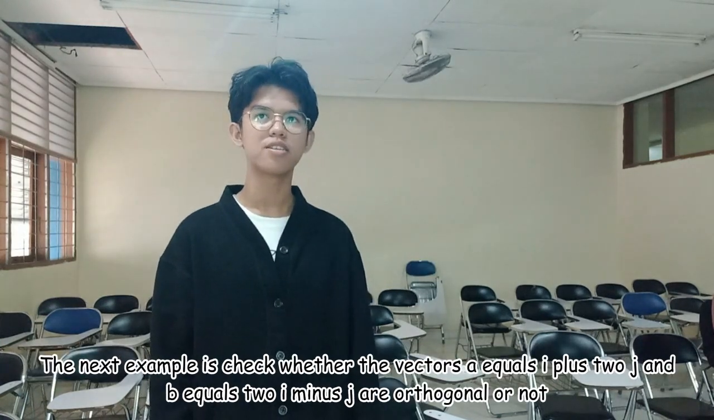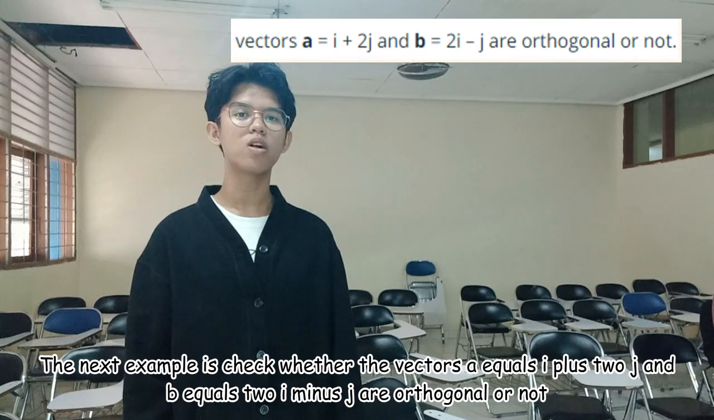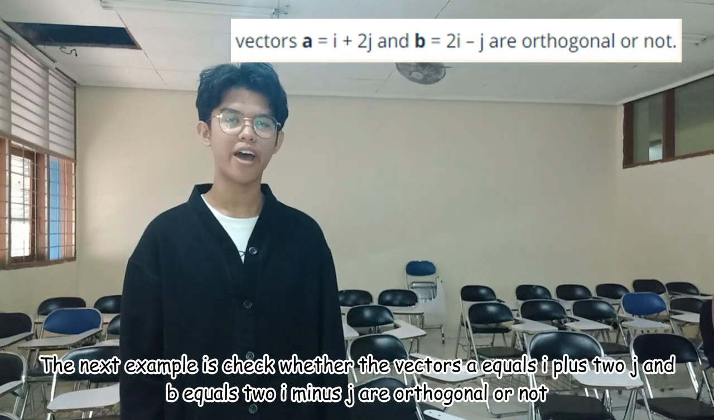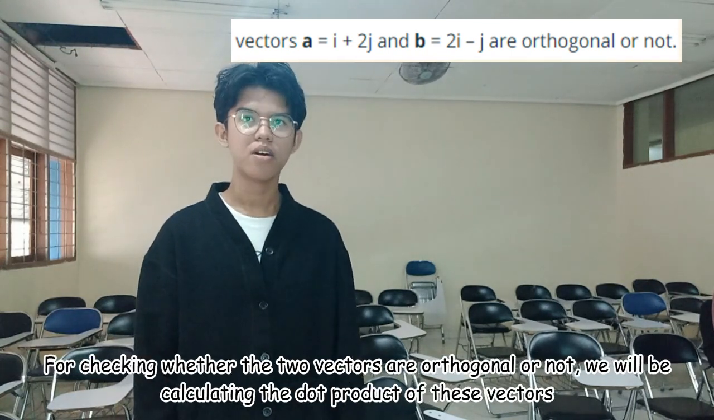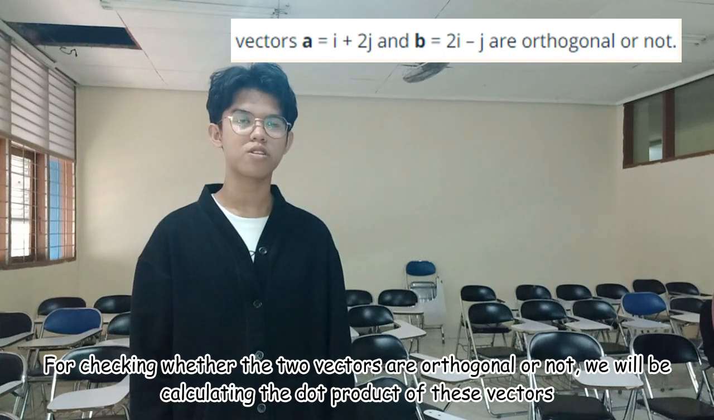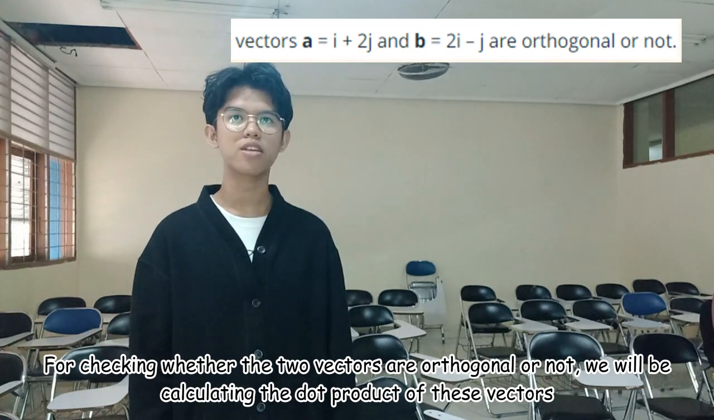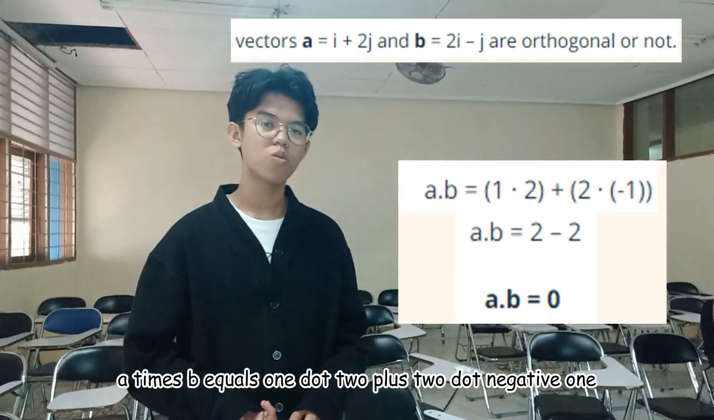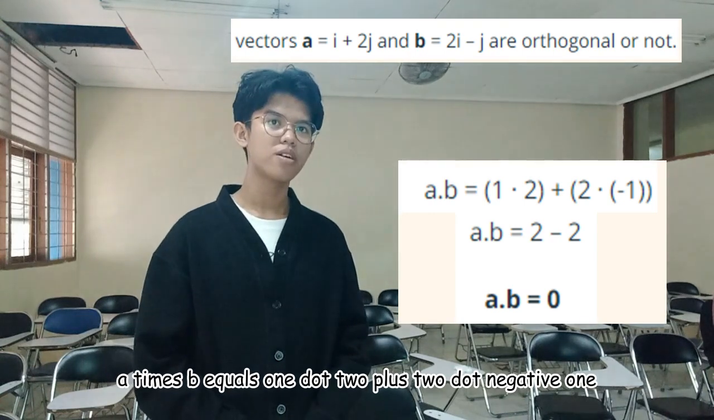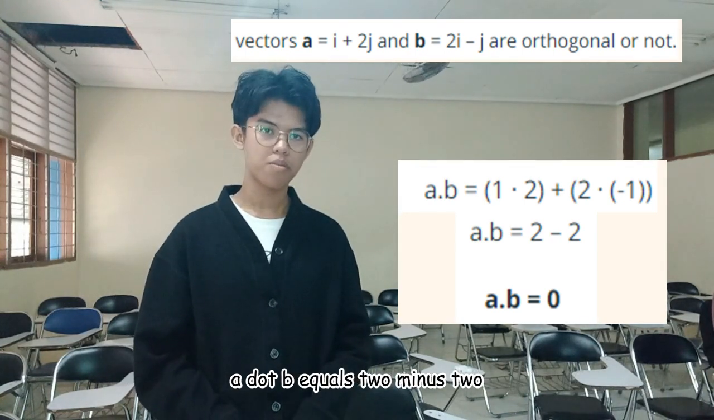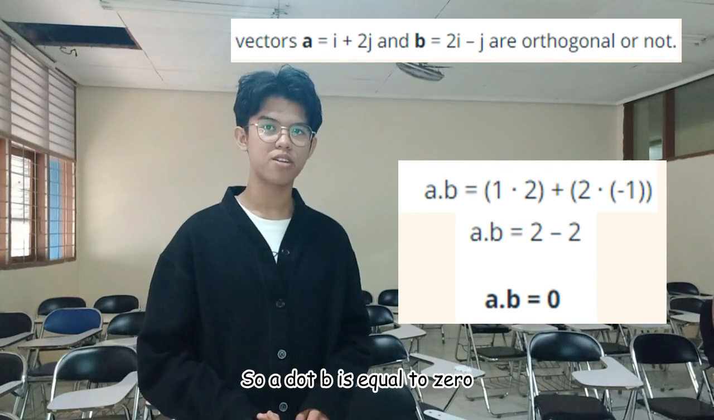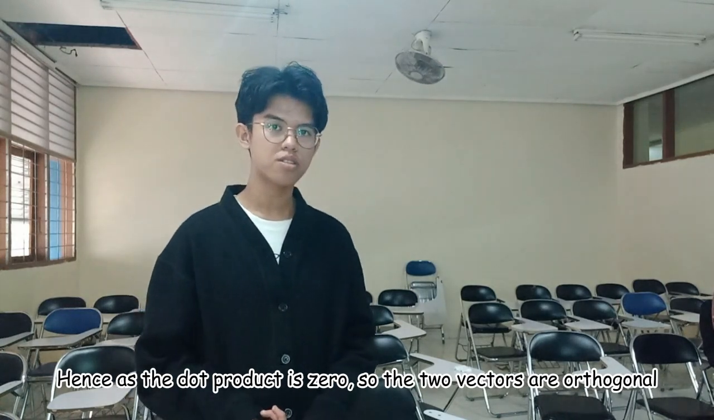And the next example is, check whether the vectors a equals i plus 2j and b equals 2i minus j are orthogonal or not. For checking whether the two vectors are orthogonal or not, we will calculate the dot product of these vectors. a dot b equals 1 times 2 plus 2 times -1, which is 2 minus 2. a dot b is equal to 0. Hence, as the dot product is 0, the two vectors are orthogonal.